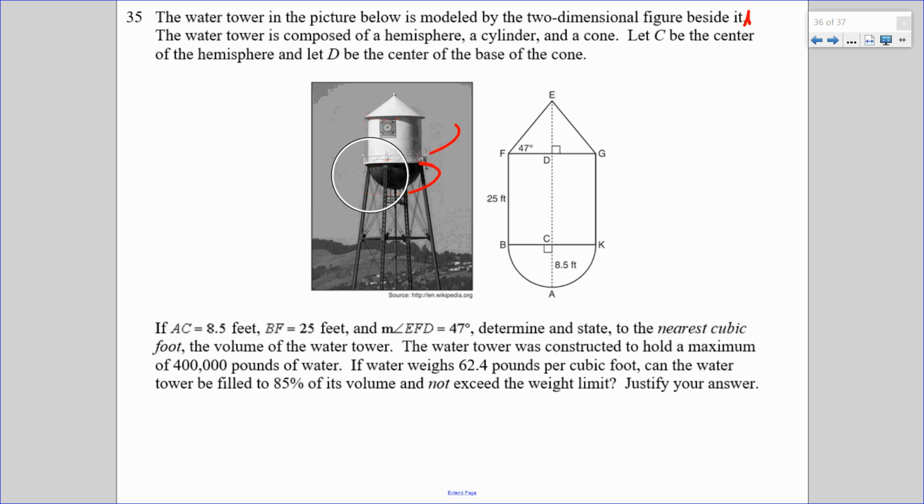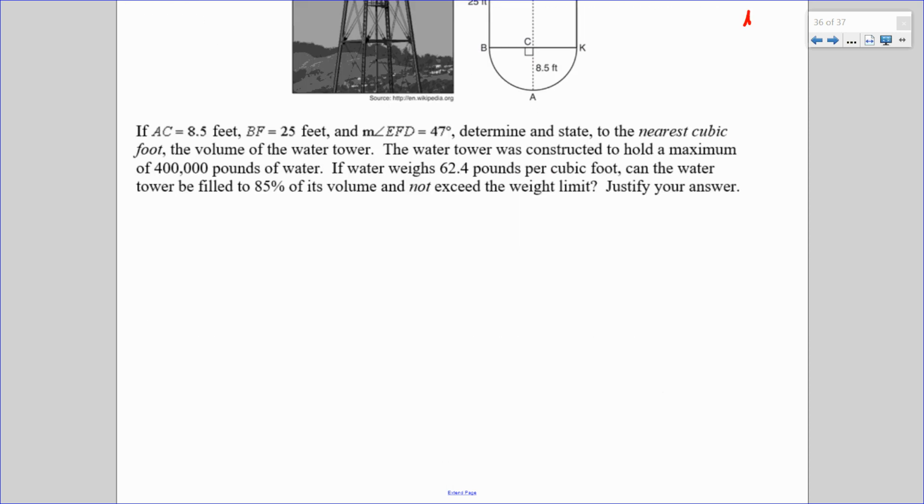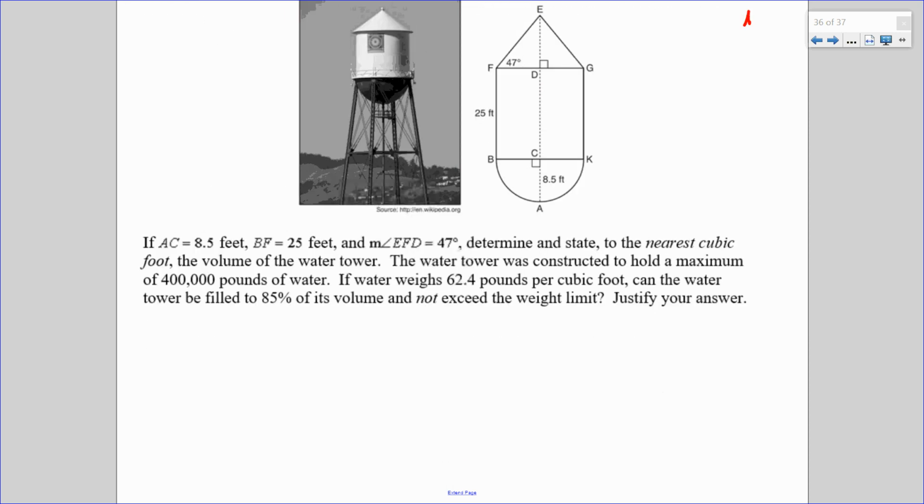I'm going to move my picture up so I have some space to work. If AC is 8.5, that's in the picture. BF is 25, that's in the picture. EFD is 47, that's in the picture. Determine to the nearest cubic foot the volume of the water tower. There's 3 shapes. So I have to find the volume of all 3 of them and add them together.